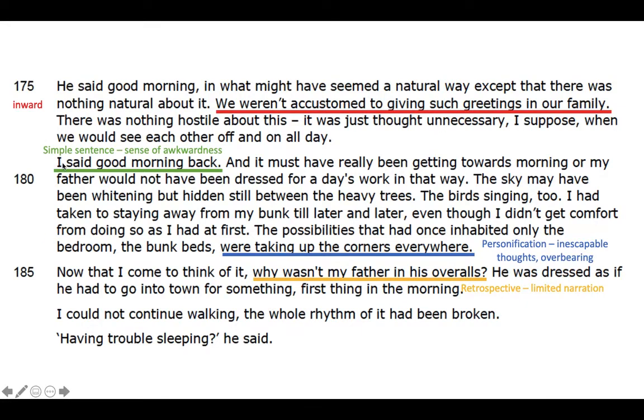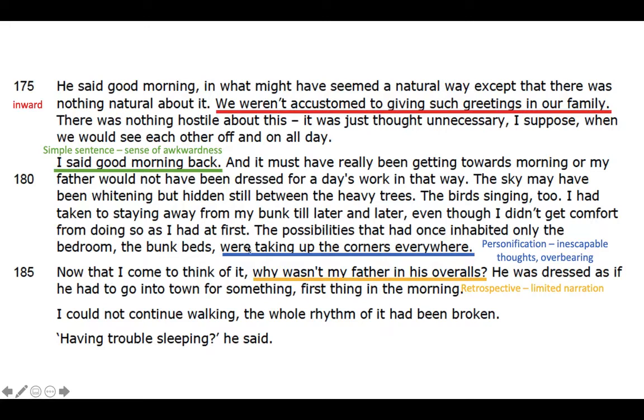So she says, I said good morning back. The simple sentence just creates that sense of awkwardness. They're just kind of standing there like, good morning, morning. So you just get that sense of tension and just awkwardness between the two of them. So again, just this sense that the family aren't very open with one another.